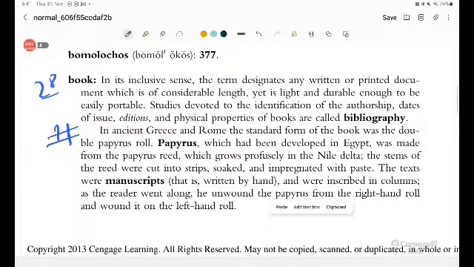In the inclusive sense, the term designates any written or printed document which is of considerable length yet is light and durable enough to be easily portable. Studies devoted to the identification and authorship, dates of issues, the edition and physical proportion of book are called bibliography.